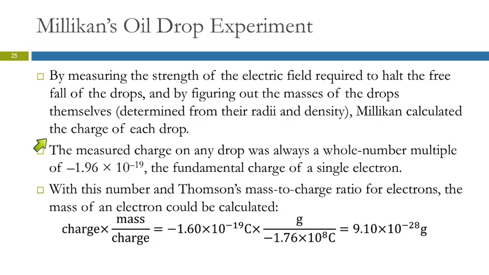So the charge on each drop, he found out, because each drop didn't necessarily have the same charge. They had some different charges, but he found that they were all multiples of minus 1.6 times 10 to the minus 19. So if you had 2 electrons, it would be twice that. If you had 3 electrons, it would be 3 times that. And so he was able to figure out the charge on the electron. If you take the charge on the electron and the mass to charge ratio, you can figure out the mass of the electron, which is 9.1 times 10 to the minus 28 grams.